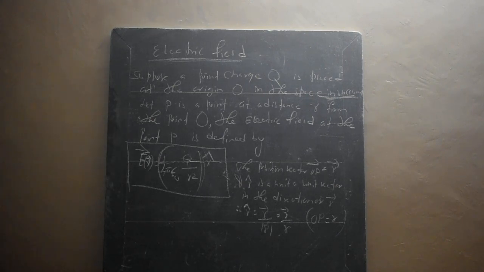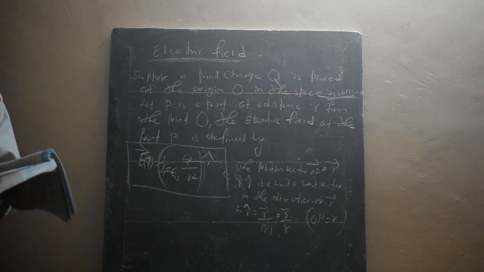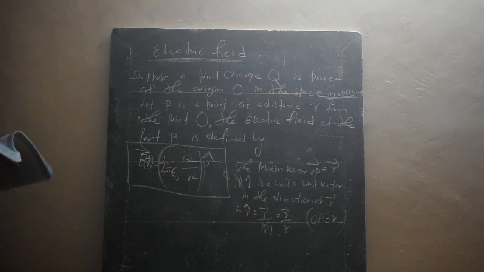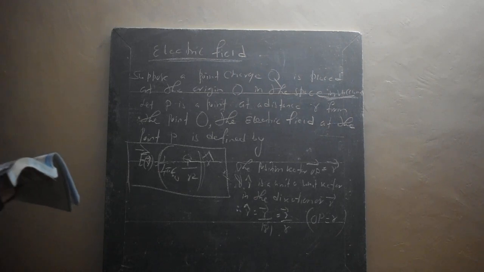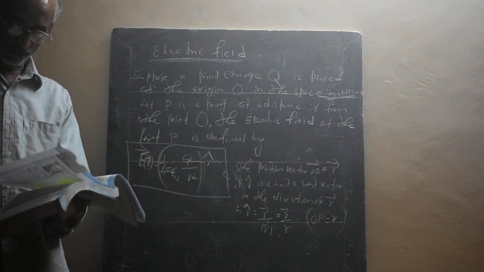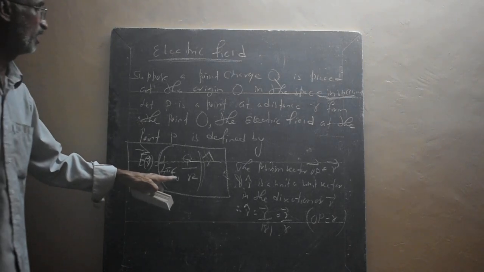The value of epsilon naught is 8.854 into 10 raised to minus 12 Coulomb square per Newton per meter square. Okay, that is the absolute permittivity of the free space.